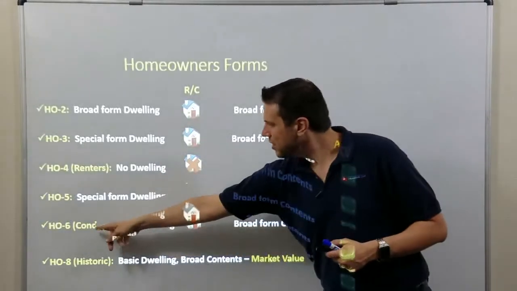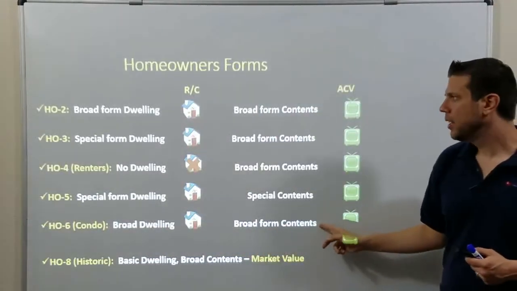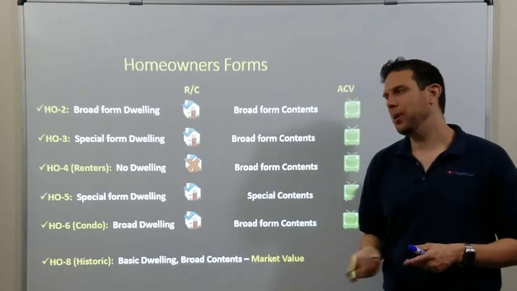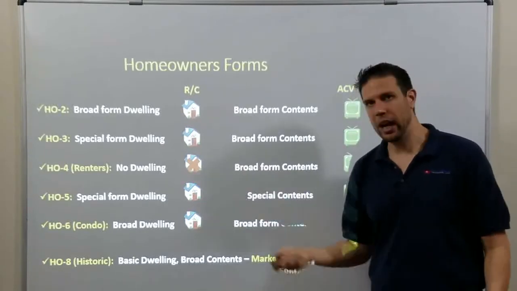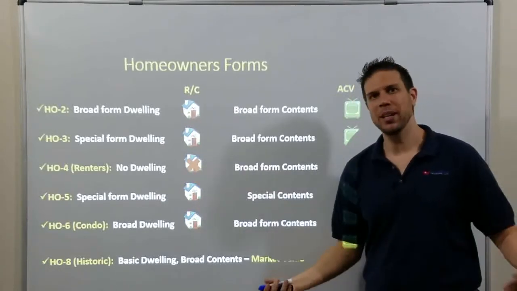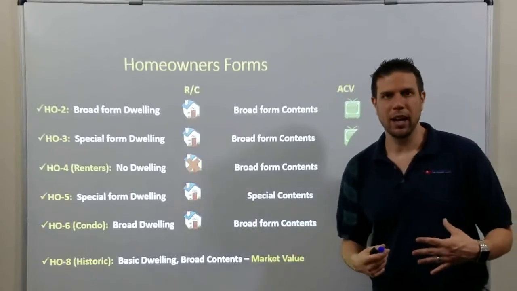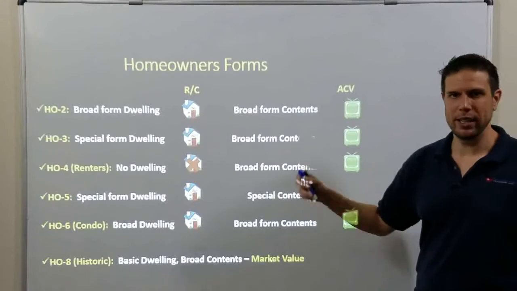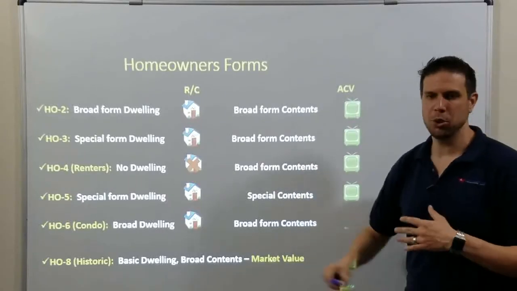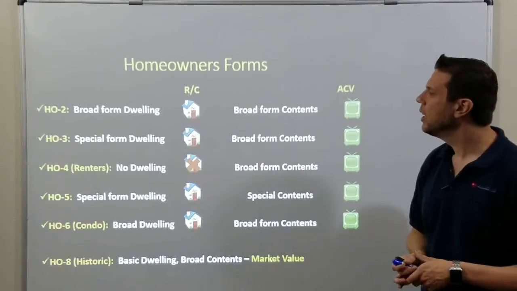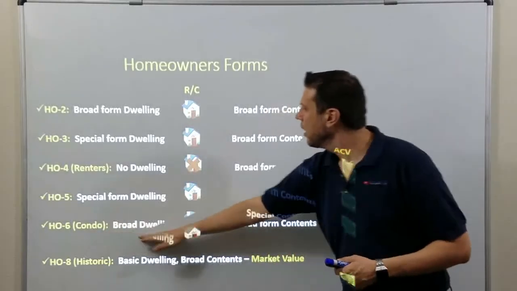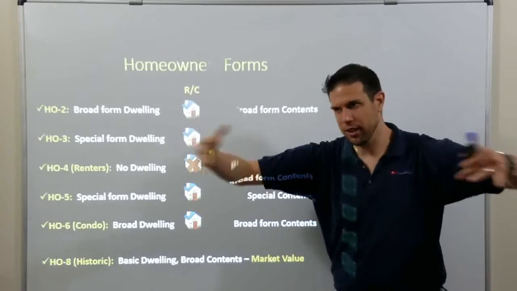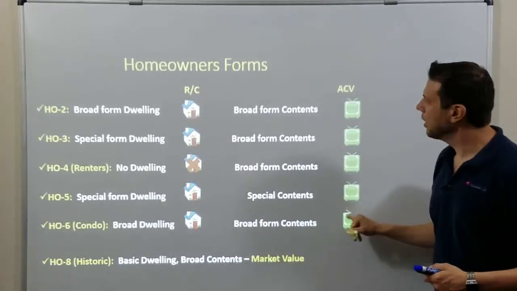An HO6 is a condo. The difference between an HO4 and an HO6 is that you have to cover the structure on the condo because condominiums you own. It's like an apartment that you own. Since you have to cover the walls, cabinetry, toilet, bathroom, floors, the HO6 has broad coverage A, so that's your walls and stuff, broad contents.